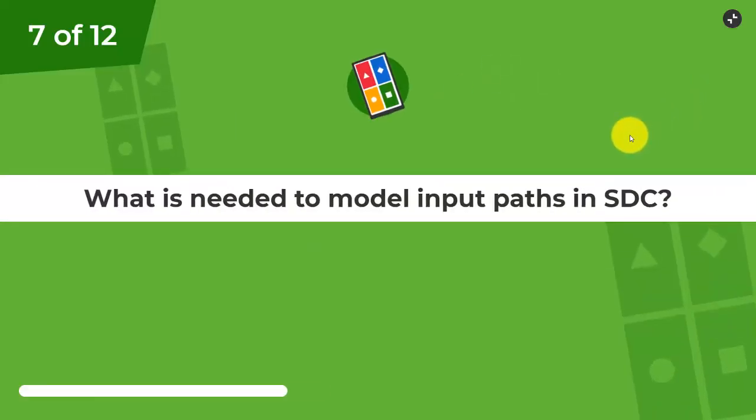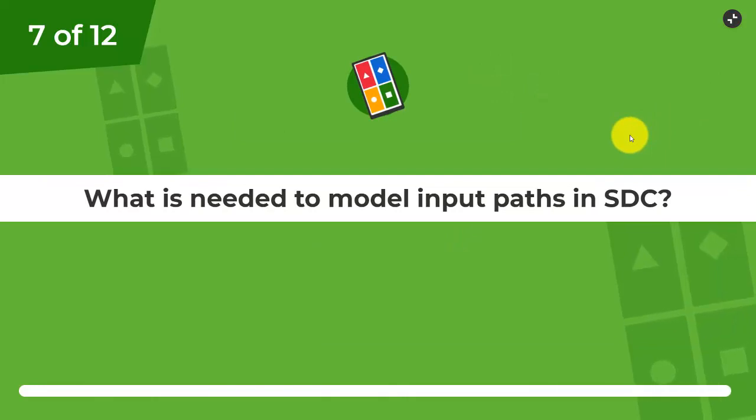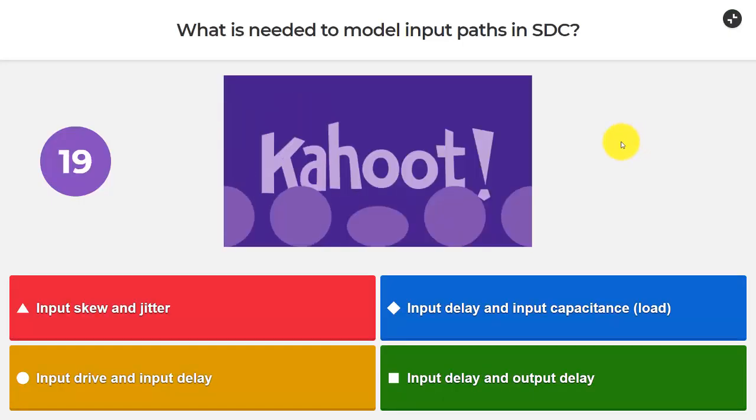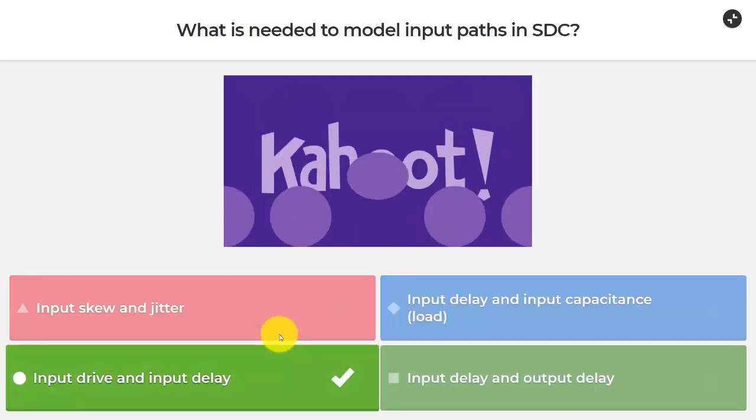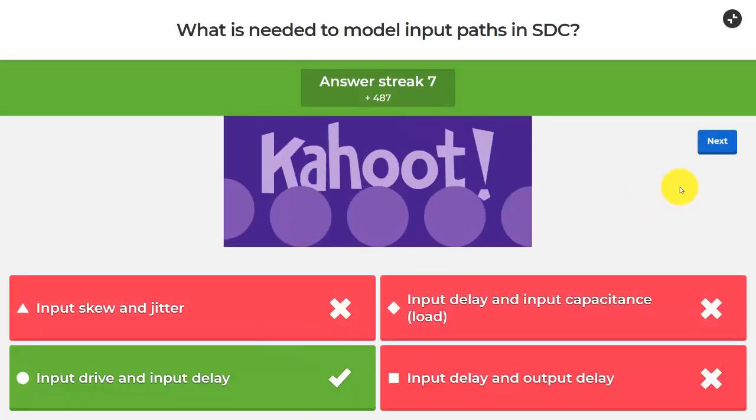Okay, question number 7. What is needed to model input paths in the SDC? Input skew and jitter, input delay and input capacitance load, input drive and input delay, or input delay and output delay. What do we need in order to model the input paths in the SDC? Well, maybe something like, I don't know, input drive and input delay.